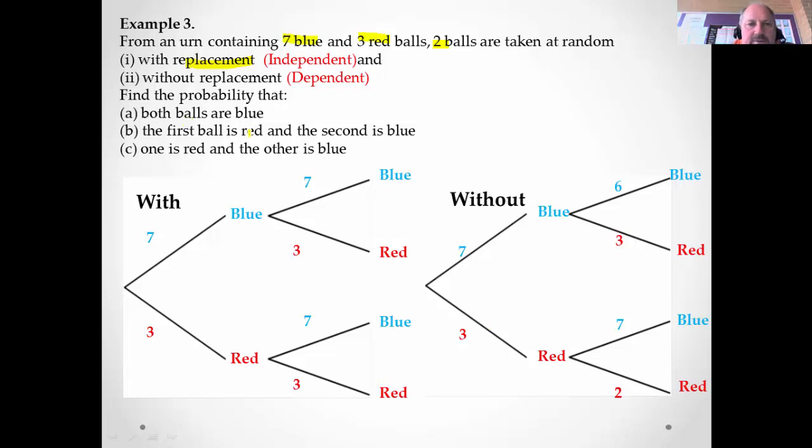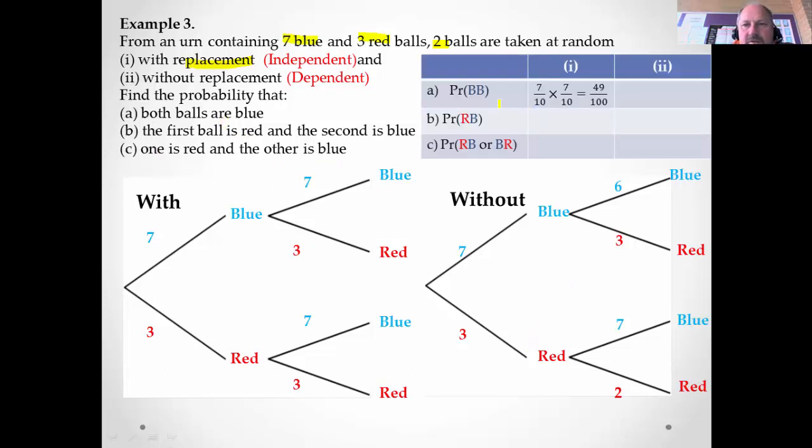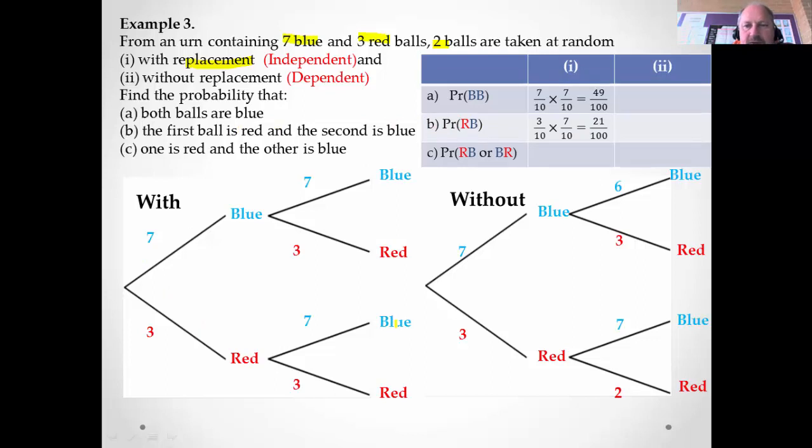We're asked to work out these probabilities for each situation. So the probability both balls are blue. So this is for with replacement, 7 out of 10 times 7 out of 10, so it'd be 49 out of 100. Next one says the first is red, the second is blue. First is red, second is blue, is that pathway. So it's 3/10 times 7/10, it's 21 out of 100.